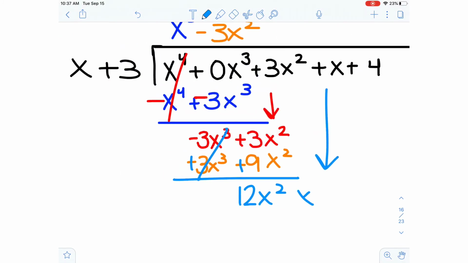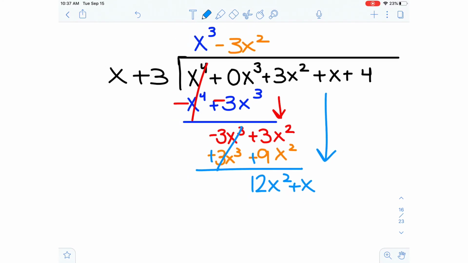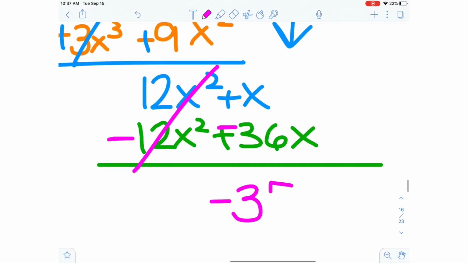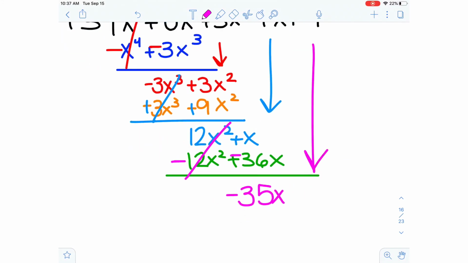Drop down the next term, which is just an x. I did not miss an exponent this time. Keep going. So 12x squared over x is 12x. Multiply. x times 12x is 12x squared. 3 times 12x is 36x. Draw the line, change all the signs. 12x squareds cancel. I'm left with a negative 35x. Drop down the 4.